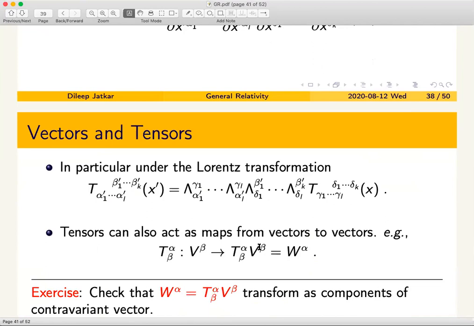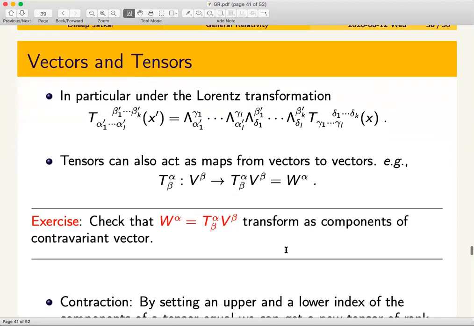So suppose you have a mixed tensor T alpha beta, then its action on V beta would give you a new vector, which I have called W alpha, which is just T alpha beta V beta. Now, since beta is summed over using the Einstein summation convention, the object finally carries only one irreducible index, namely alpha. So one could think of tensors also as maps from vectors to vectors. So it's another small exercise. You can check that W alpha transforms as a component of a contravariant tensor.